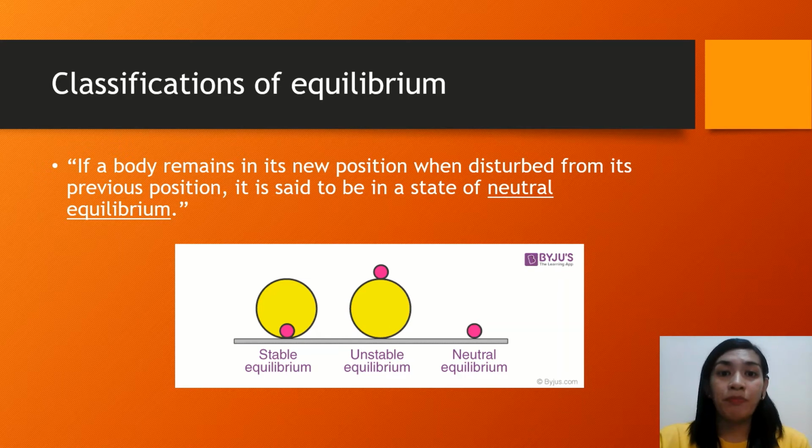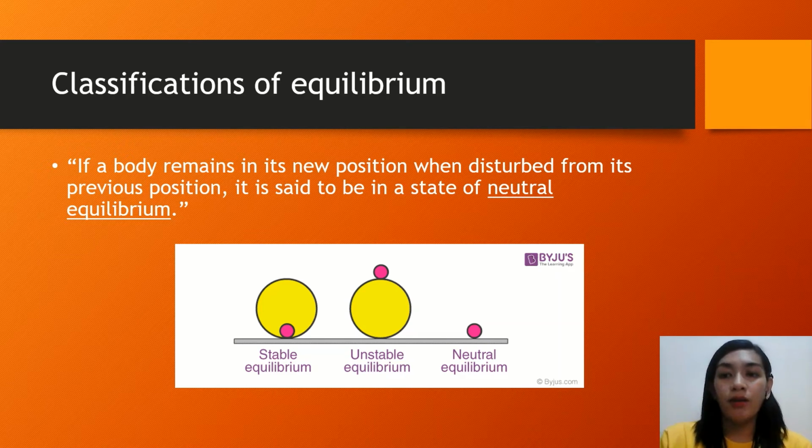So, examples of your neutral equilibrium would be the ball moving on the ground, kasi it could not go back to its previous position, but it remains on a new position. Okay? So, another example is a pencil lying horizontally on your table. So, there is neutral equilibrium.